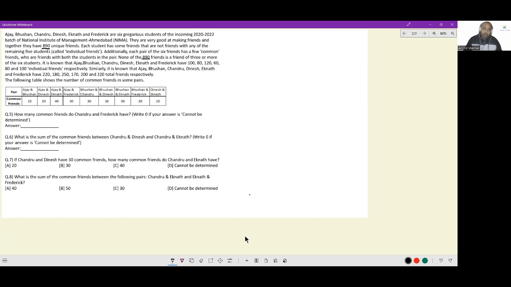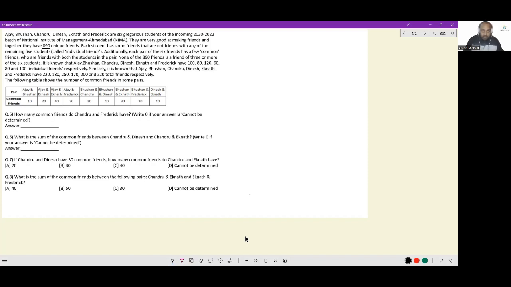Wonderful. It is known that Ajay, Bhushan, Chandru, Dinesh, Eknath, and Frederick have 100, 80, 120, 60, 80, and 100 individual friends respectively. Similarly, it is known that Ajay, Bhushan, Chandru, Dinesh, Eknath, and Frederick have 220, 180, 250, 170, 200, and 220 total friends respectively. The following table shows the number of common friends in some pairs.